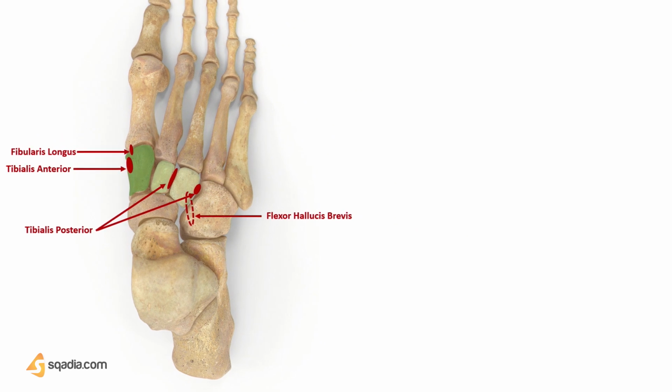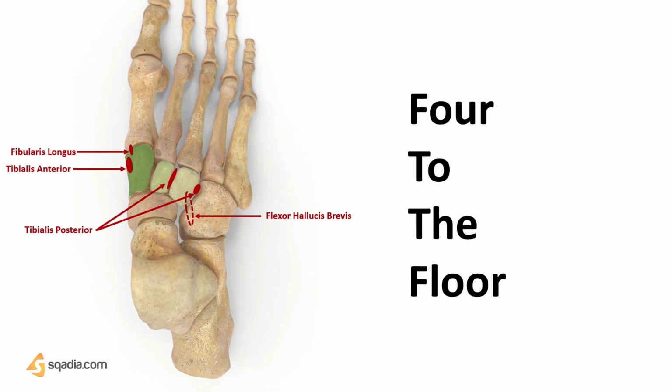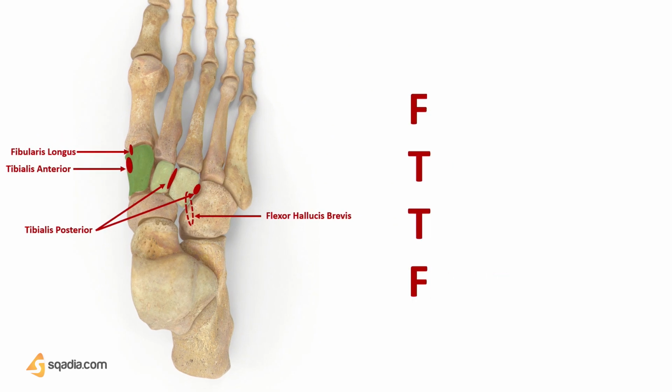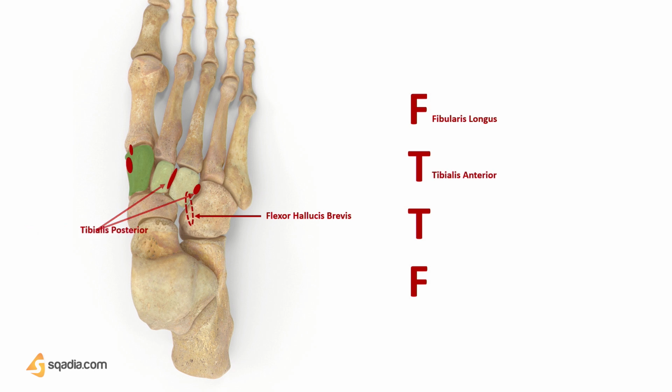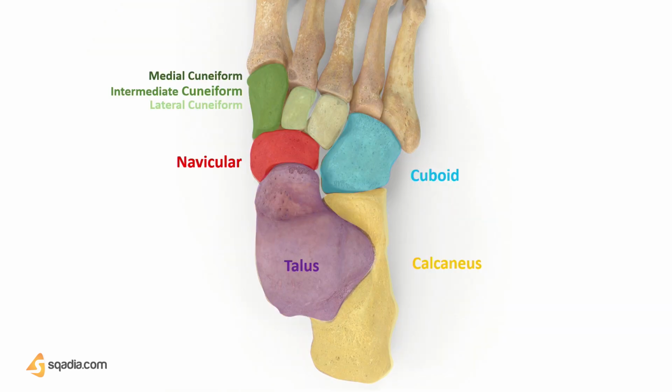You can memorize it by a mnemonic, which is "4 to the floor", where F stands for the fibularis longus muscle, T for the tibialis anterior muscle, again T for the tibialis posterior muscle, and F for the flexor hallucis brevis muscle. So this was all about the tarsal bones.